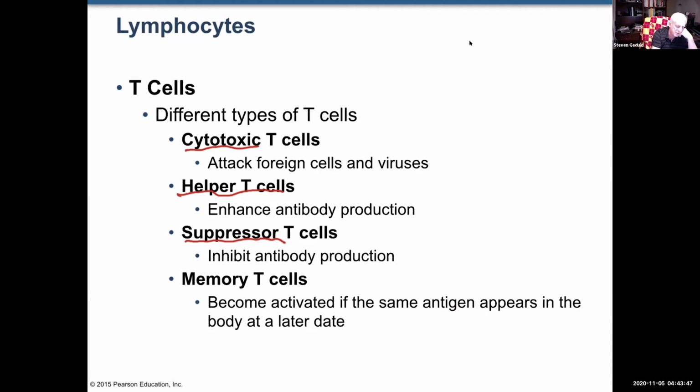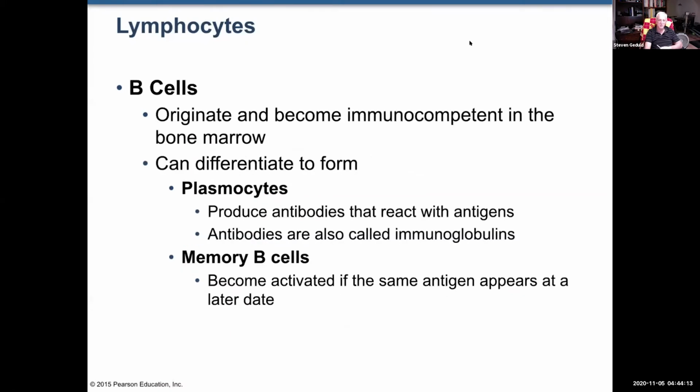And you have memory T cells. These memory T cells become activated if the same antigen appears in the body at a later date. Let's say you get allergic responses to medication. You make antibodies to this thing, it hits, and you get the same response the second time. It gets exposed, your body finds that it's foreign, and you react to it. So those are your memory T cells, for when the same antigen appears a second time. They help make the antibodies responding.